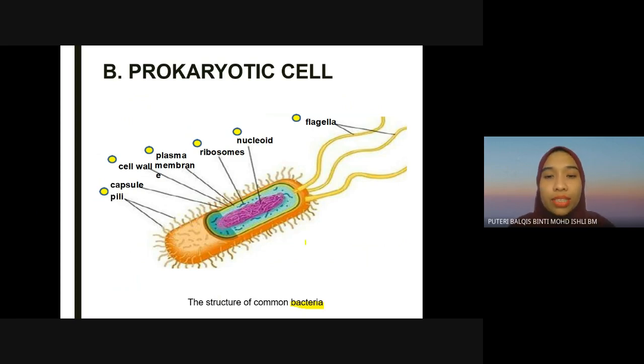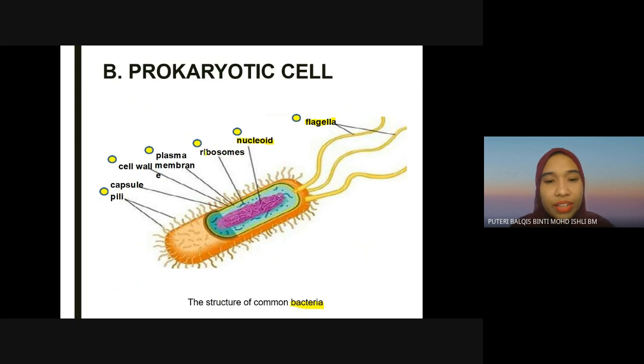Okay, kita tengok dulu structure. Kita ada flagella. Kalau soalan dia tunjuk dua macam ni, flagella, sebab plural. If the question pointed to only one tail, that is flagellum. Singular, plural. Nucleoid. Prokaryotic cell does not have a nucleus. It only has a nucleoid. Nucleoid is the region where DNA can be found. Dekat nucleoid ni ada DNA.